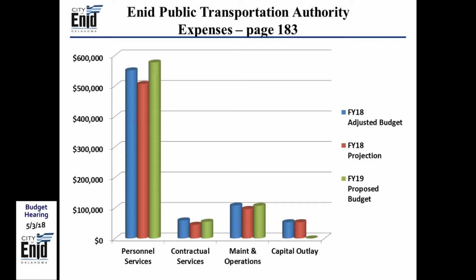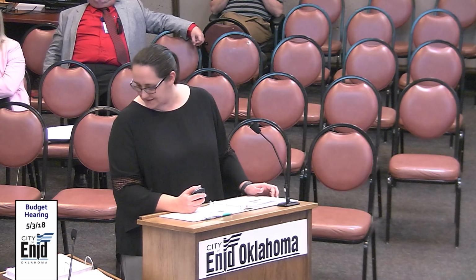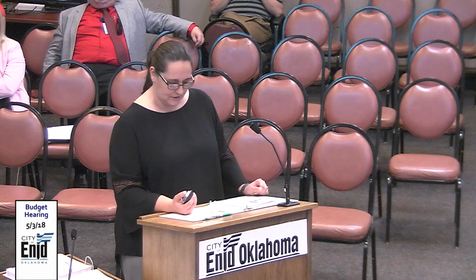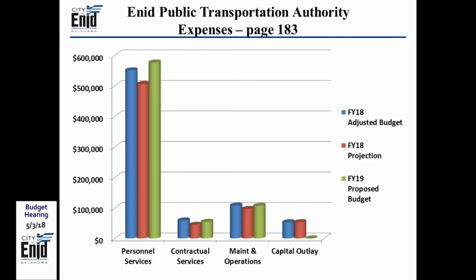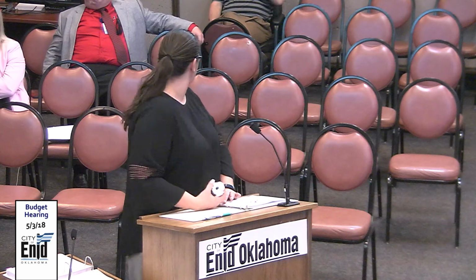Contractual services was actually a slight decrease, $300. Maintenance and operations went down $675, and then the decrease here in capital outlay, she doesn't have anything in there for this next year, whereas the buses were in there for this year. If there are specific questions, Mary's here if you would like to ask her anything.